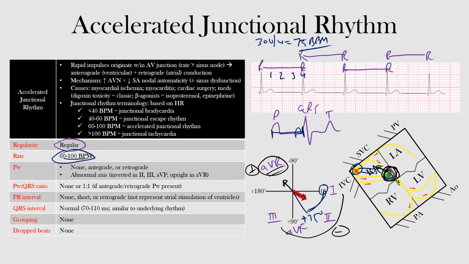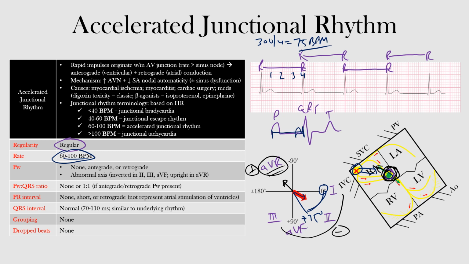Let's just review the basic junctional terminology, okay? So remember, the terminology is based on the rate of the rhythm. We'll go from the slower to the faster rates, okay? So first we have the junctional bradycardia, and this is defined as a junctional rhythm with a rate of less than 40 beats per minute, okay? In other words, we have a slower junctional rhythm. Then we have the junctional escape rhythm, which has a rate between 40 and 60 beats per minute, and this is the normal intrinsic rate of the AV node.